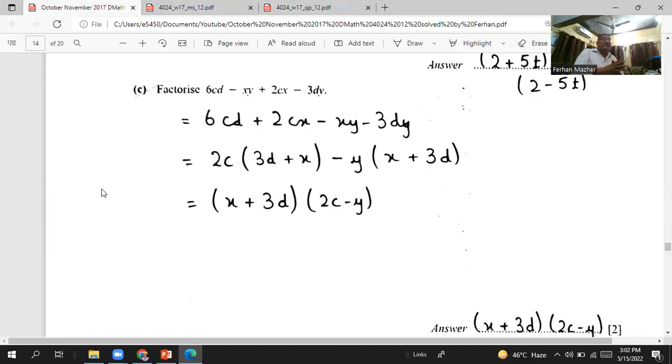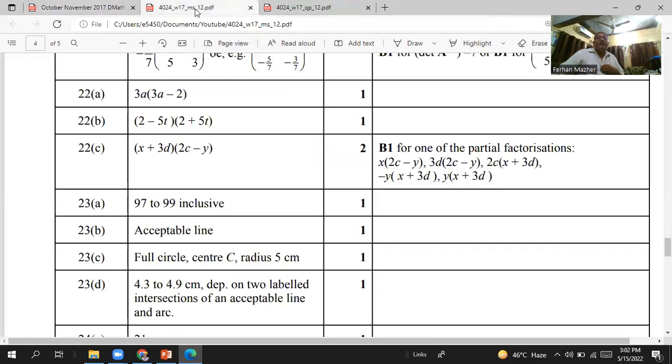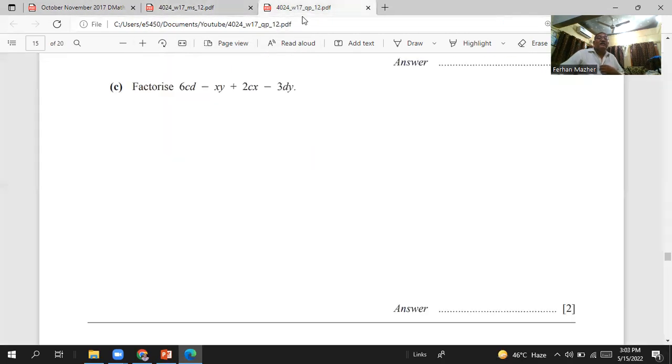3d plus x and x plus 3d, both brackets are the same. So they can be taken as common. So 3d plus x is taken as common. From that side, you will have 2c, and from here, I will have minus y. So now this is how you factorize it. It's a 4 terms expression which you have to factorize, and I hope its answer is right. So its answer is right. You can see it here.